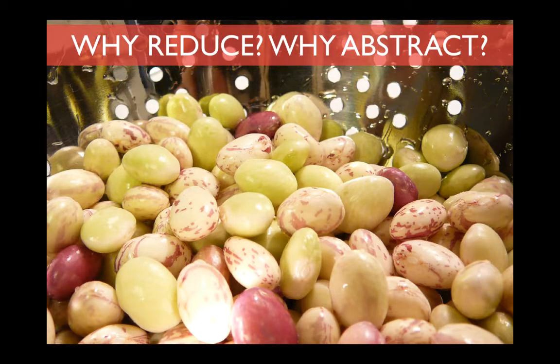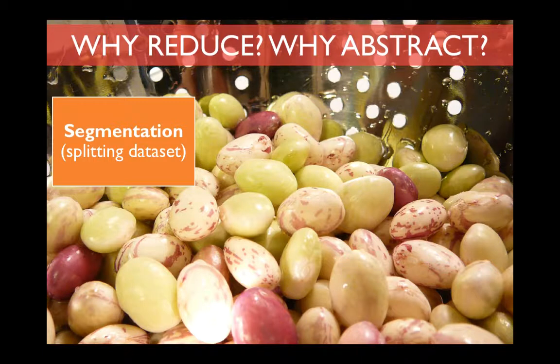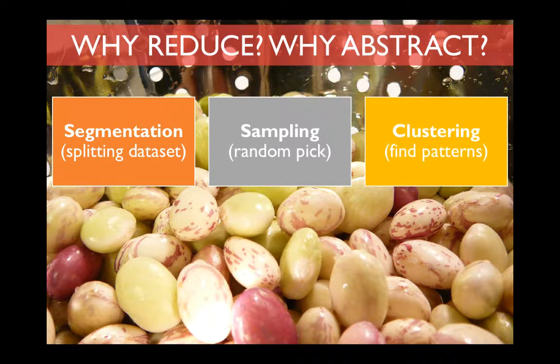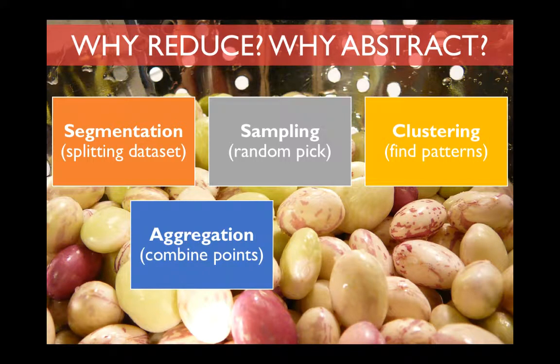So why do we reduce? Why do we abstract? Segmentation allows us to split the data set into pieces that we can then look at, and that gets us within that human limit. Sampling is also reducing the data, where we're randomly choosing data points to show, and that hopefully gives us a representative view of the data without having to look at everything. Clustering allows us to find patterns. It reduces what we have to look at and sometimes aggregates things together.